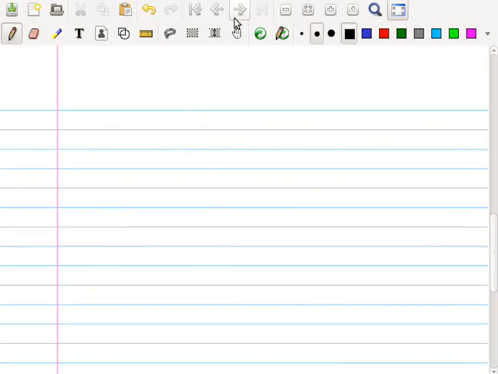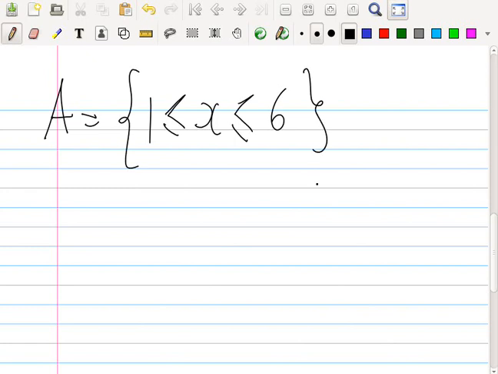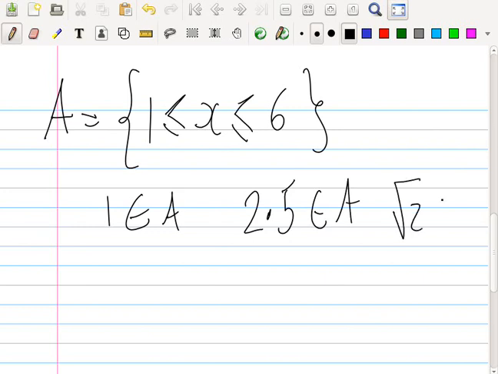Suppose I'm only talking about numbers between 2 points. Like for example, all the numbers between 1 and 6. So for example, let me call this A. All the numbers between 1 and 6. So for example, 1 belongs to A, 2.5 belongs to A, square root 2 will belong to A. But it's a little bit inconvenient to be writing this all the time. So there's a different way to write this, all the numbers between 1 and 6. And the way we write it is like this.